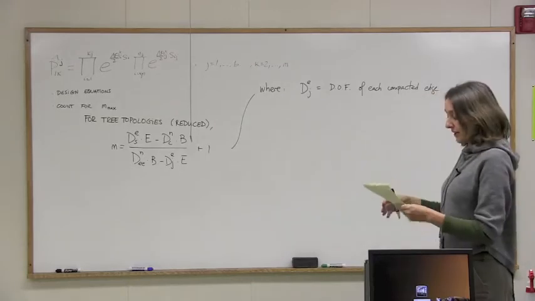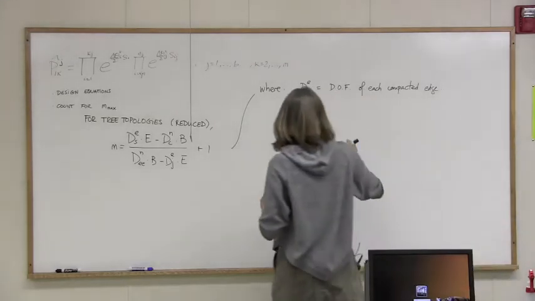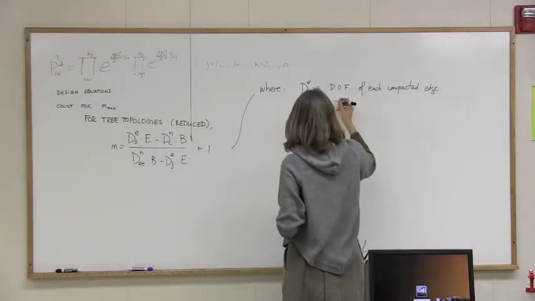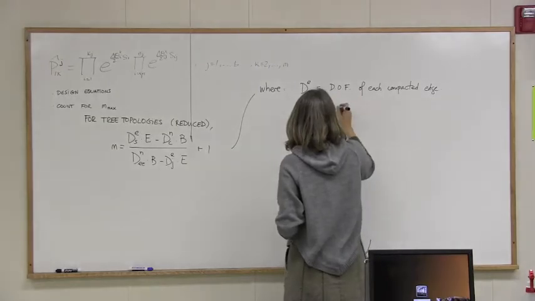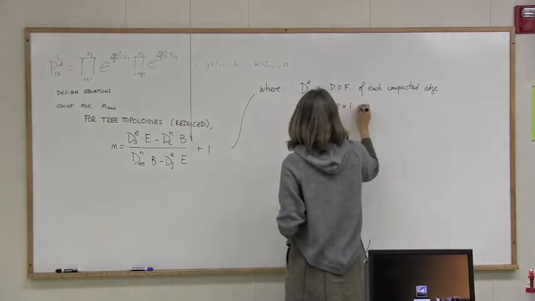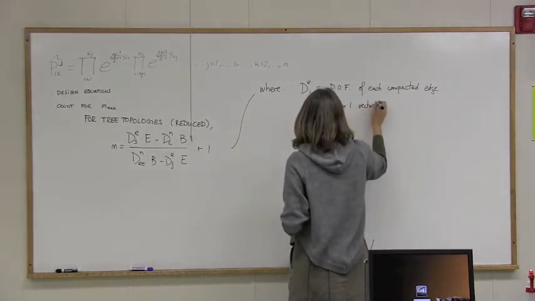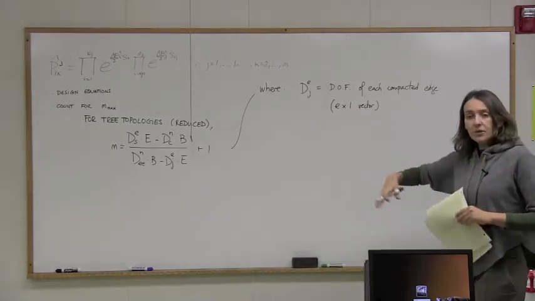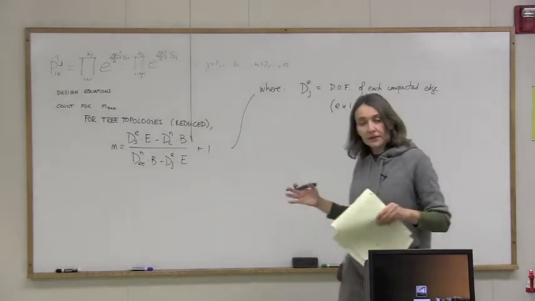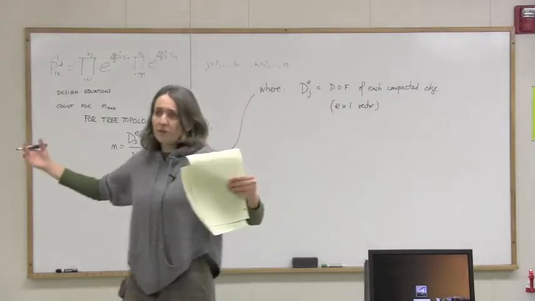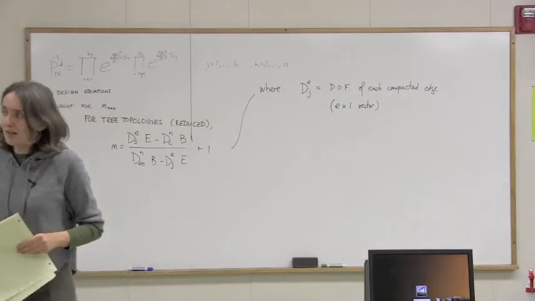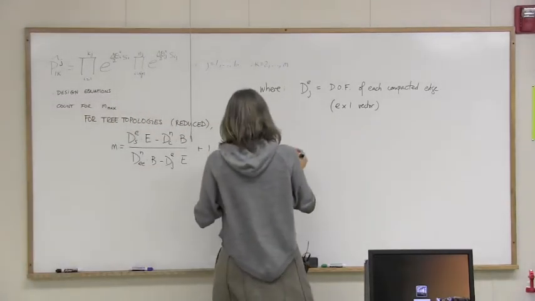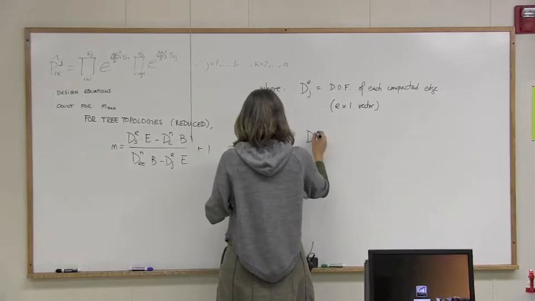Okay, so those are the degrees of freedom of each compacted edge. It's a vector, the number of edges E times 1 vector, E being the compacted ones. You can do this analysis with the non-compacted graph too. It's just much bigger and you don't win anything in doing that, so compacted makes it a little bit simpler.